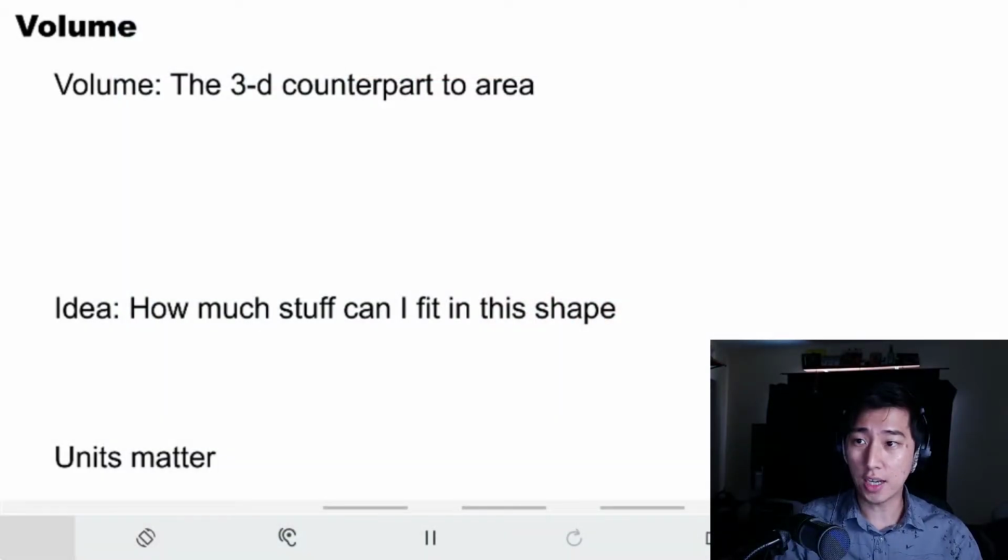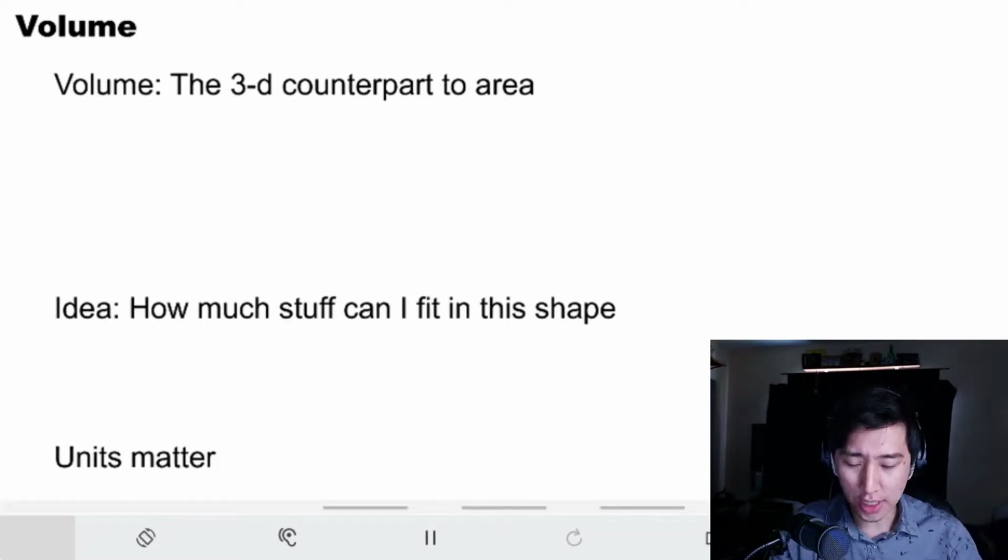We're going to be talking about volume. Volume is just a 3D counterpart to area. If you're looking at area, you're looking at a 2D shape, so you have things like length and width and so on. But with volume, we also add this extra vertical element of height. The idea of volume is how much stuff can I fit into this 3D shape. Just like with 2D shapes, with area, we're saying how much stuff can I fit on top of this surface. With 3D, we're saying how much can I fit inside of this shape.